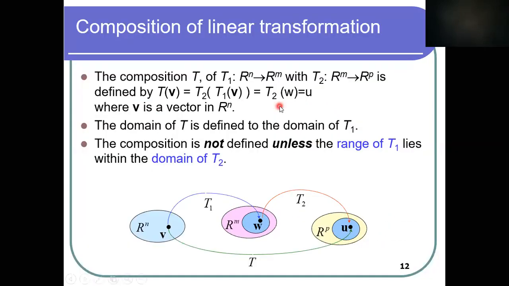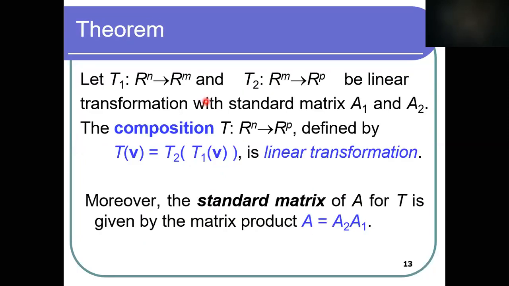Dear student, from this geometrical representation, the composition of linear transformations is as follows: if you have two transformations, composition is not defined unless the range of T1 is within the domain of T2. Generally, composition is non-commutative and depends upon the transformation. The composition of transformations may or may not be a linear transformation.